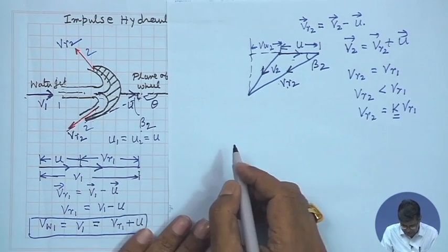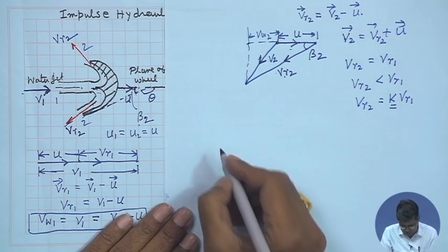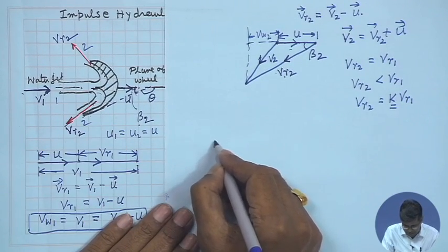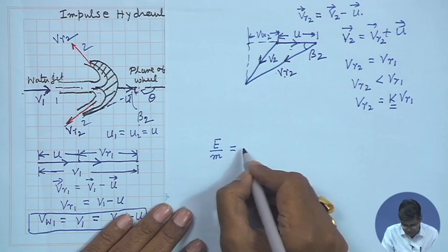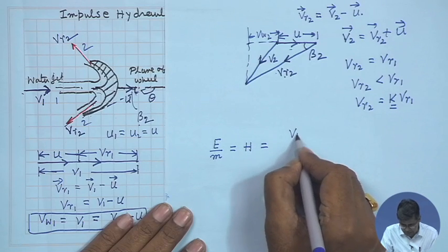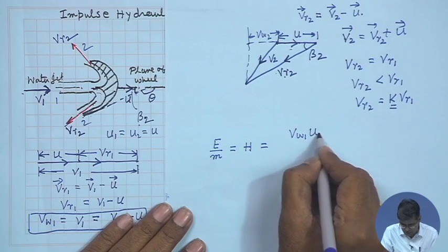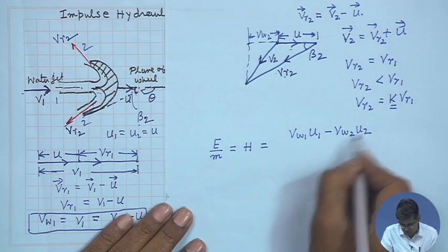Now, let us write that equation, the head or energy given to the rotor per unit mass, E by m, that is the head given to the rotor, which we already know: (VW1 U1 minus VW2 U2) by g.